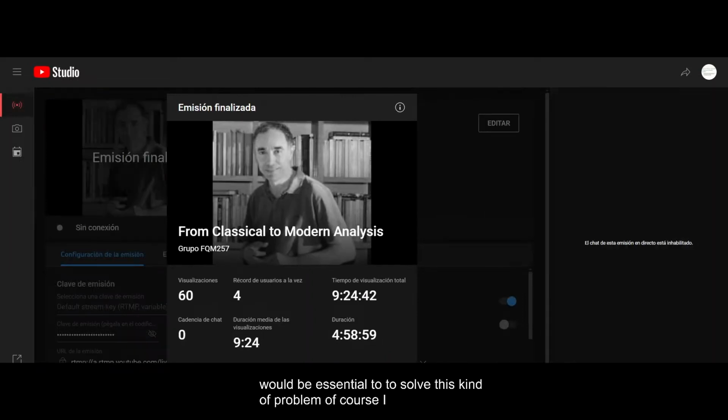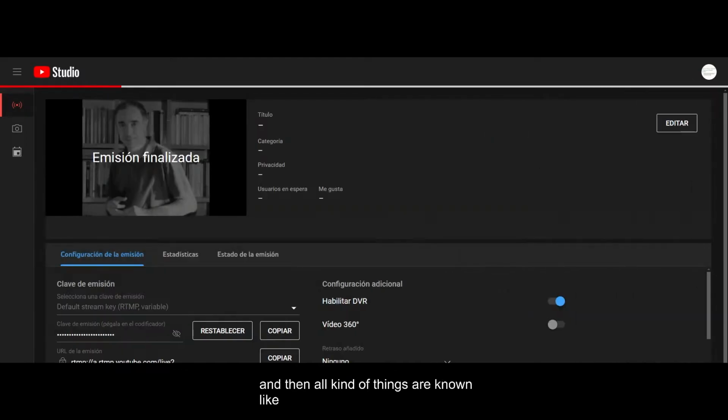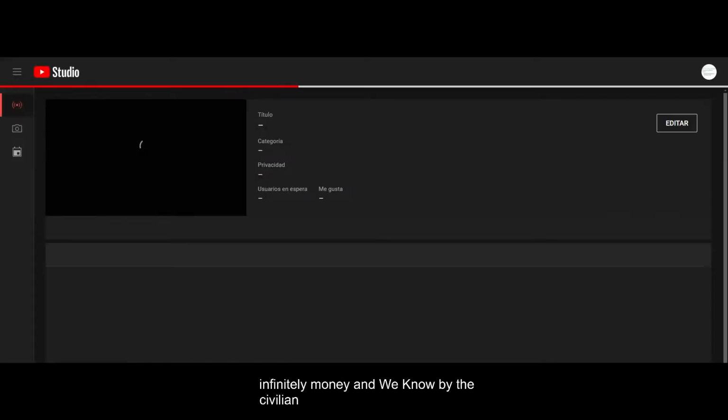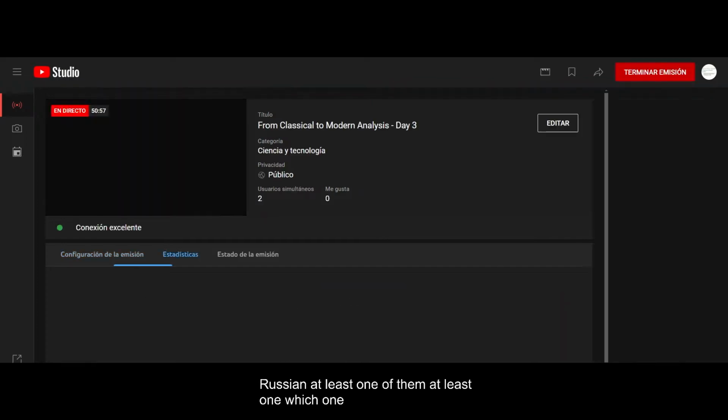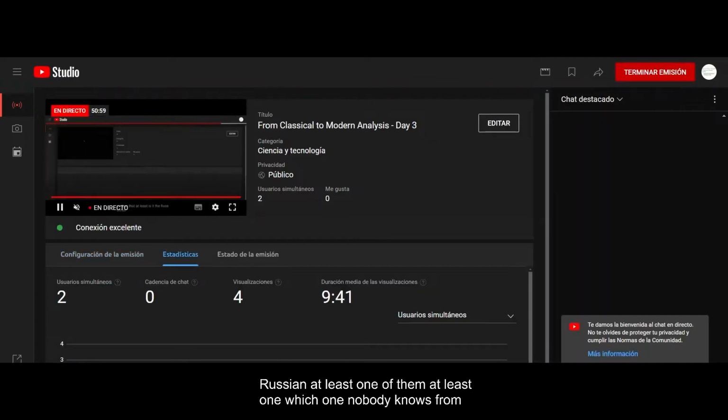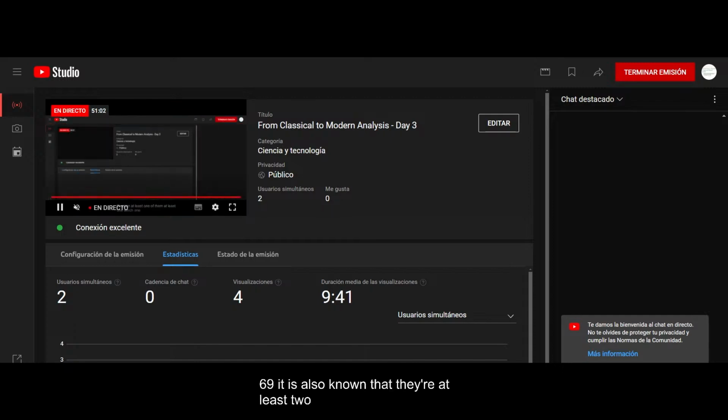Of course, Apéry in 1979 proved that zeta of 3 is irrational. And then all kinds of things are known, like there are infinitely many odd values for which zeta is irrational. We don't know which, but there are infinitely many. And we know by Zudilin that at least one of zeta 5, zeta 7, zeta 9, or zeta 11 is irrational. Which one? Nobody knows. From zeta 5 to zeta 69, it is also known that there are at least 2 values that are irrational. But which one? Nobody knows.